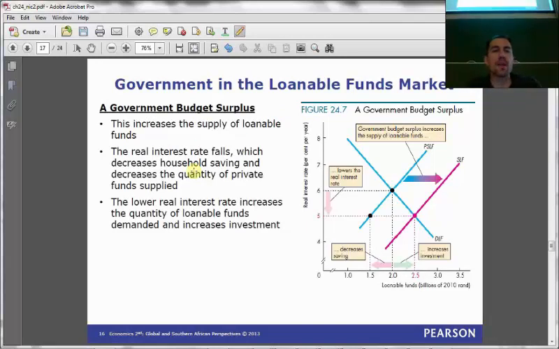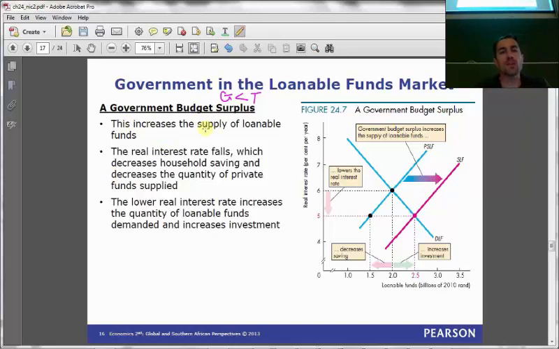What happens then when the government gets involved in the loanable funds markets? So here we're going to talk about, first of all, a budget surplus. What is a budget surplus? That means that the government is getting in more revenue than what it is spending on outlays, right? So a budget surplus means they've got extra money that they don't need, right? So we could say that government spending was less than the amount that it was receiving in taxes or other revenues.